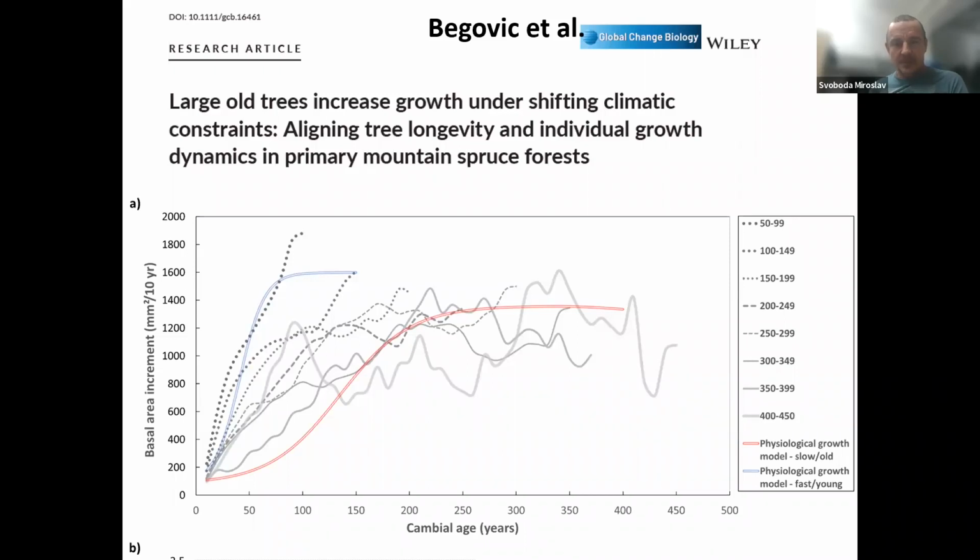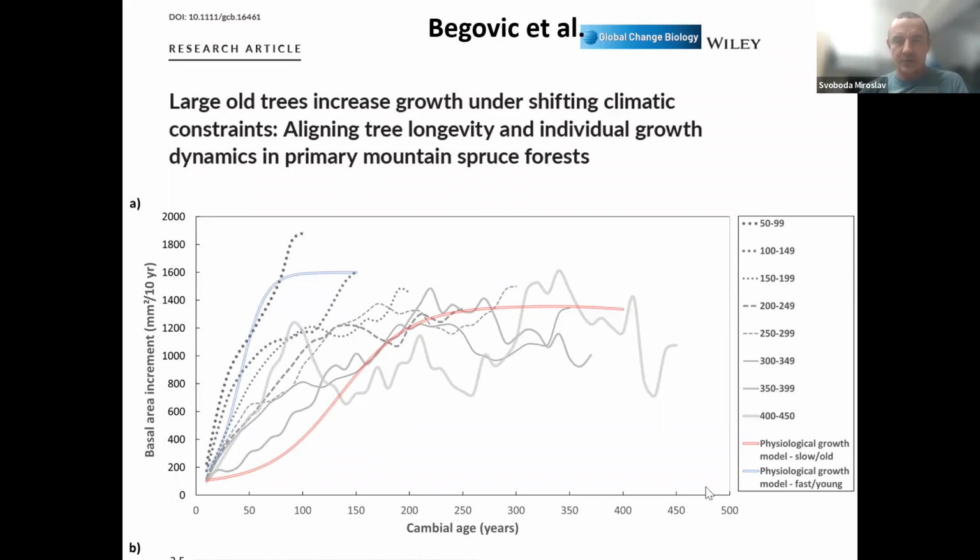And what you can see on this figure, and what's more or less the main message we would like to communicate, is the cambial age of the trees, 0 to 100. Here you can see the basal area increment, and this gray to black line shows different age classes of the high elevation mountain spruce forest.